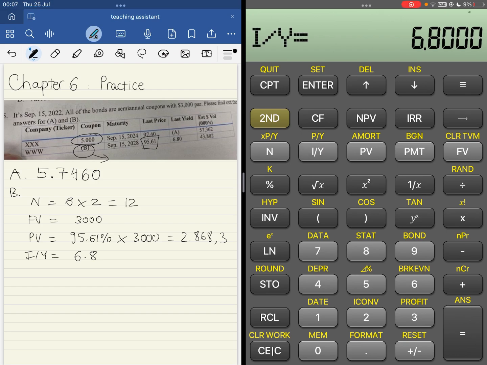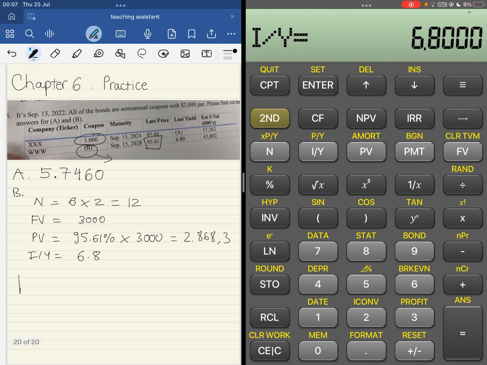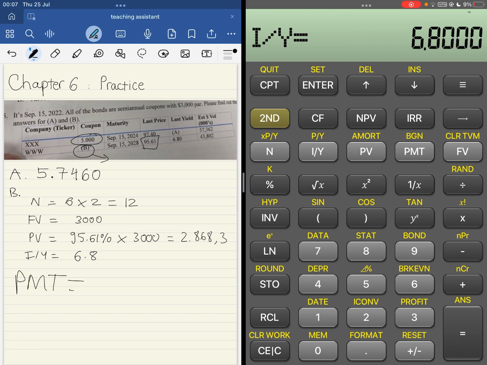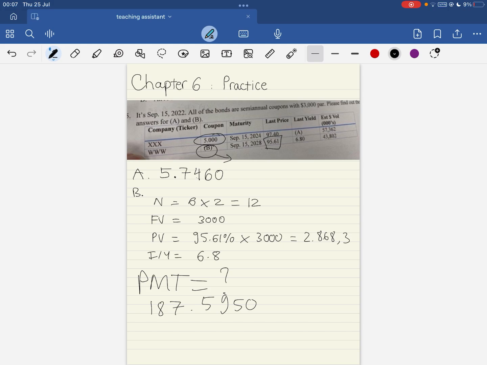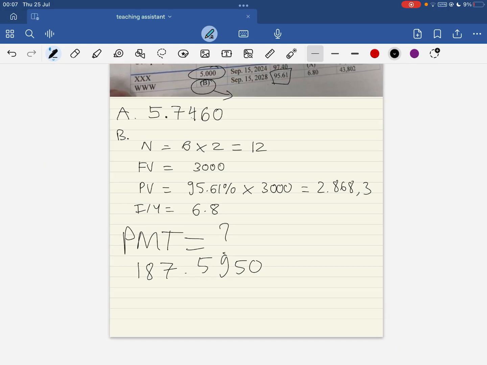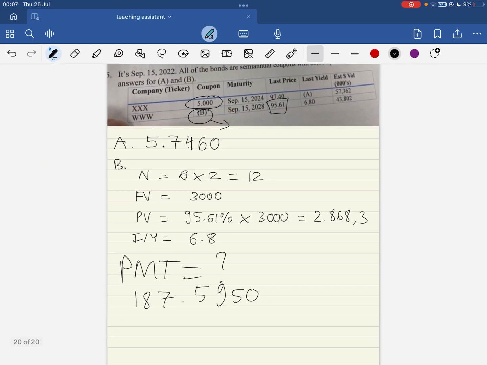Next step, we have to compute what is the coupon. And the coupon is the payment, so PMT is what we have to find. So CPT, PMT. And we got a number of 187.9590. So will it be the final answer? Yes or no? Well, the answer is definitely no.